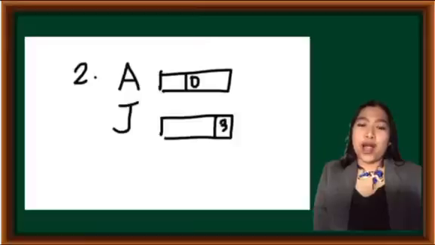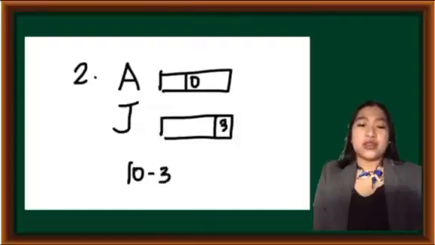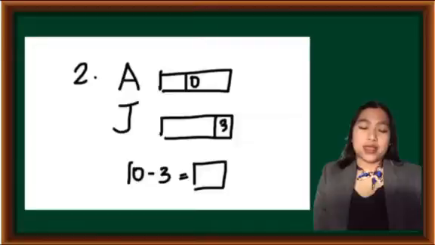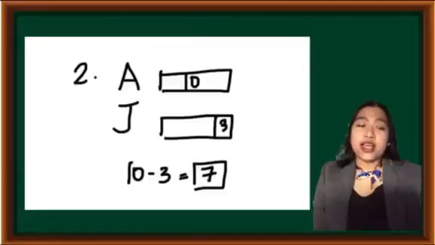So, to know how many fireflies does Julio catch, we will subtract 10 and 3. So, 10 minus 3 is unknown. And then, 10 minus 3 is 7. Yes. Julio caught 7 fireflies, and it is smaller than what Anton caught.